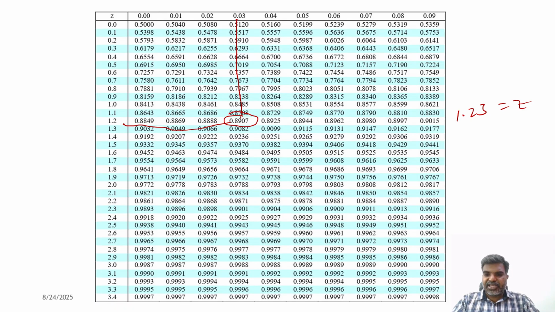Suppose z values are given, then you have to see the z value in the first column and find the corresponding areas in the middle of the table. Suppose areas are given, then you have to identify the exact value or its nearest value in the middle of the table and take the corresponding z value.